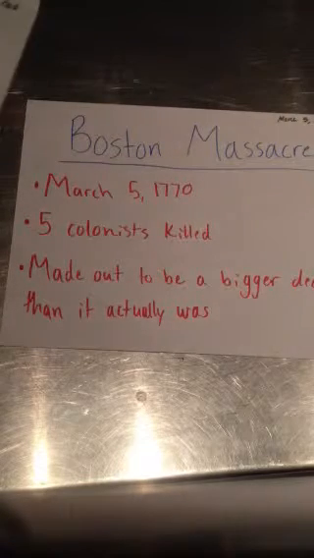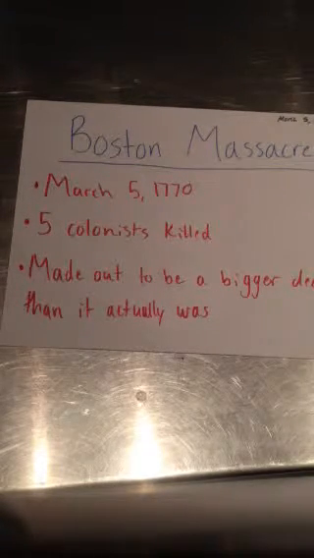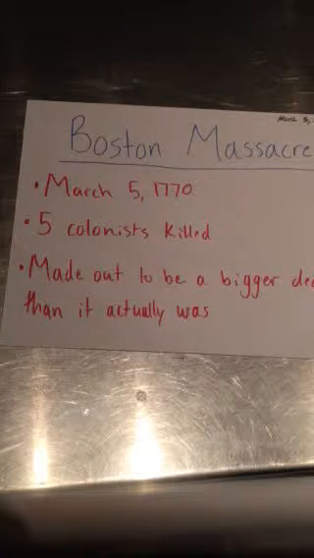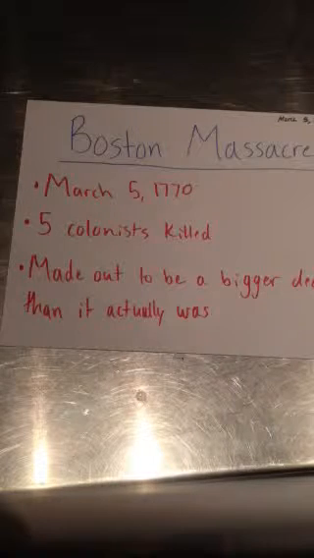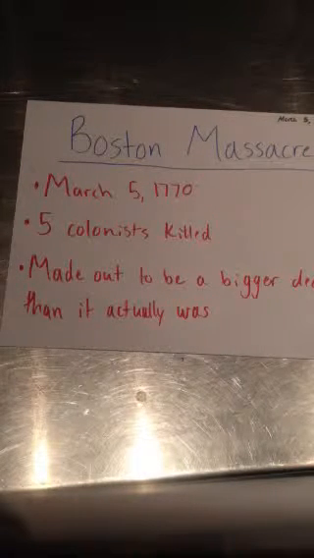The Quartering Act would lead to the Boston Massacre, which happened on March 5th, 1770. Five colonists were killed during this, and it wasn't really much of a massacre, considering only five people got killed. So it was made out to be a bigger deal than it was.